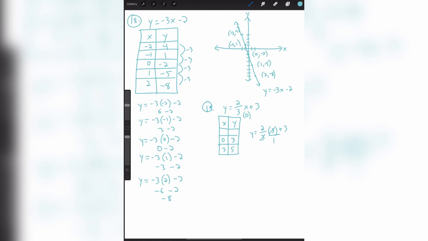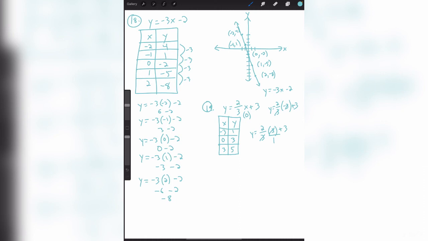All right, and then I'm going to use -3. So I'll say y is equal to 2 over 3 times -3 plus 3. These cancel out. 2 times -1, which is -2. -2 plus 3 gives me 1.